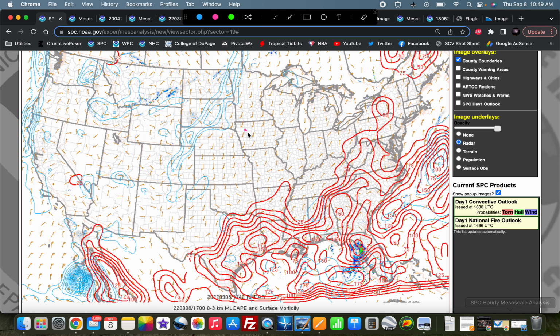Because one, we have strong low-level shear or strong low-level vorticity, and we also have strong 0 to 3 kilometer CAPE. So we have very strong instability in the lowest levels that is going to be able to stretch that vorticity into the vertical very efficiently.